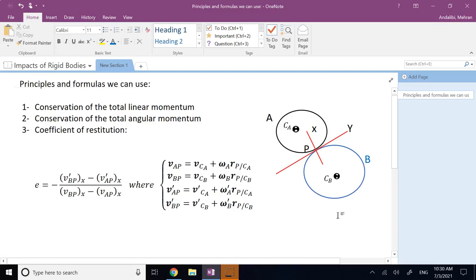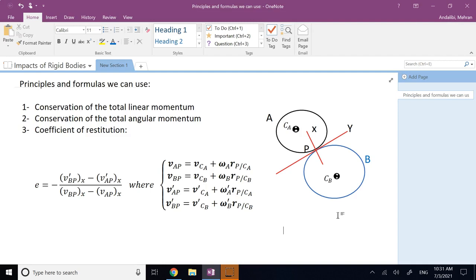Hello everyone. In this video, we are going to talk about the impact between rigid bodies. If you remember, in one of the videos under the dynamics playlist, I have talked about impacts between particles, right? And that's where you do not care about the rotation of that part, and all you care about are the velocities before and after impact.